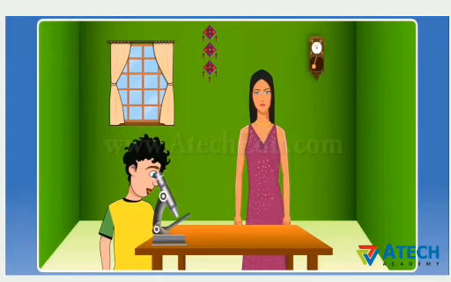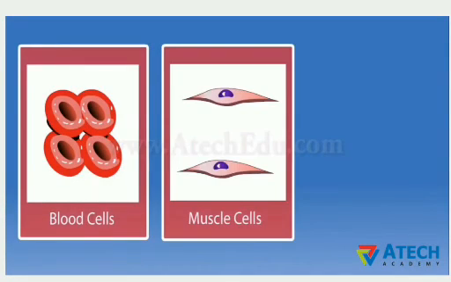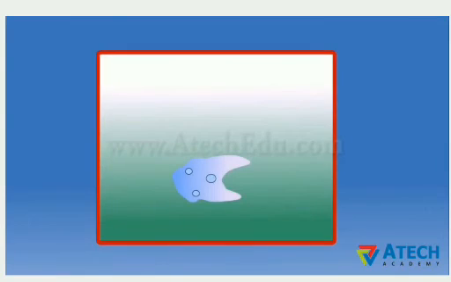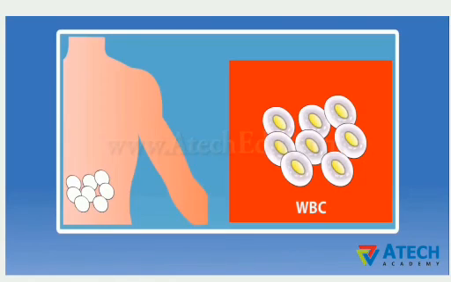What about the shapes of the cells? Different cells have different shapes. Blood cells, muscle cells, and nerve cells of human beings have specific shapes. But amoeba has no definite shape. It keeps on changing its shape. You can observe the part of amoeba protruding out of its body. These are called pseudopodia. Pseudo means false and podia means feet. These projections appear and disappear as amoeba moves or feeds.